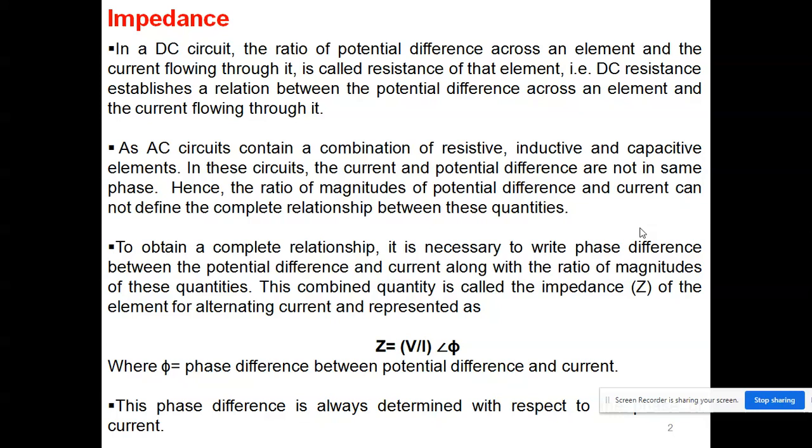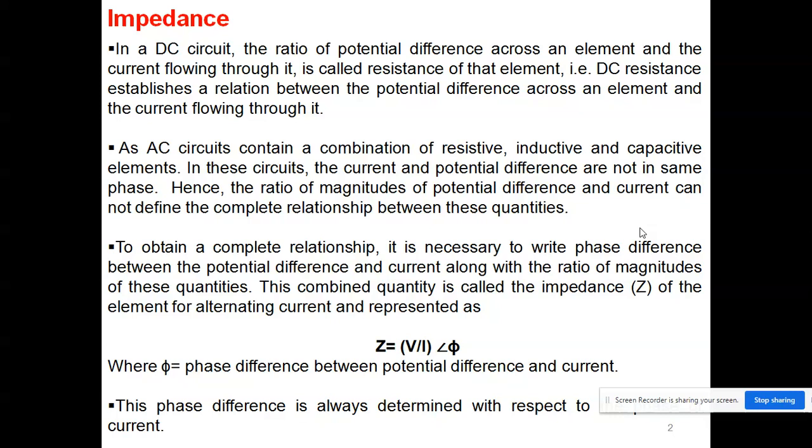In these circuits, the current and potential difference are not in the same phase. It means the ratio of the magnitude of potential difference and current cannot define the complete relation between these quantities, that is, the relation between voltage and current. So to find the complete relation between voltage and current in AC circuits, it is necessary to write the phase difference between the potential difference and current along with the ratio of magnitude of voltage and current.